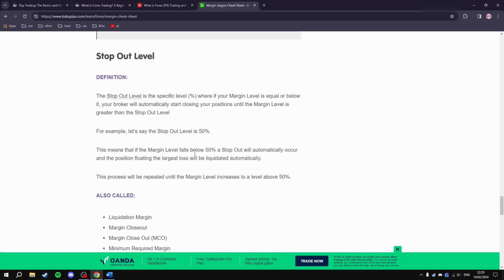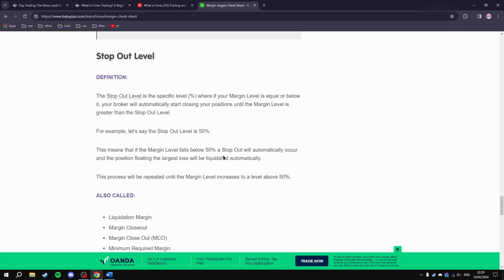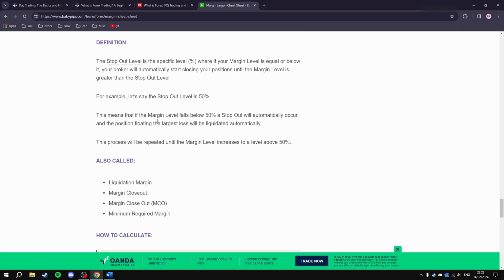Stop out level. So the stop out level is a specific level where if your margin level is equal or below it, your broker will automatically start closing your positions until the margin level is greater than the stop out level.